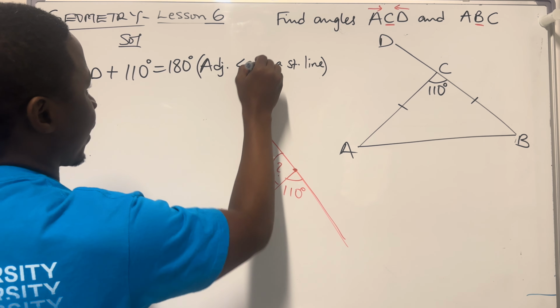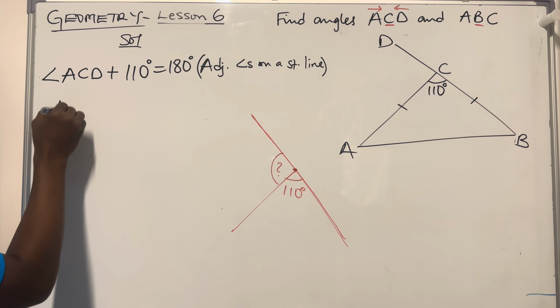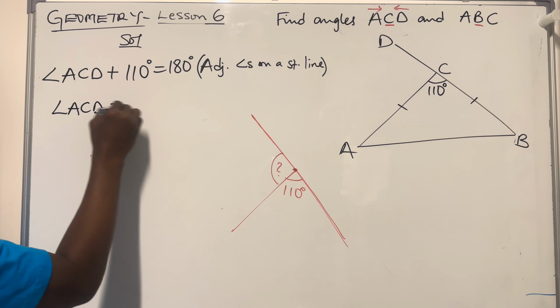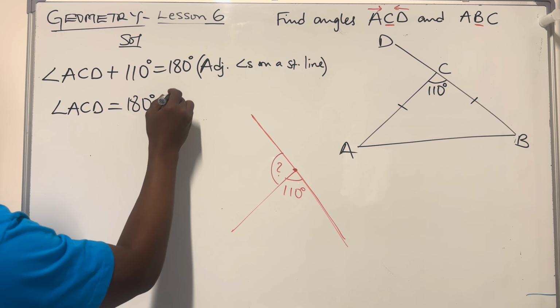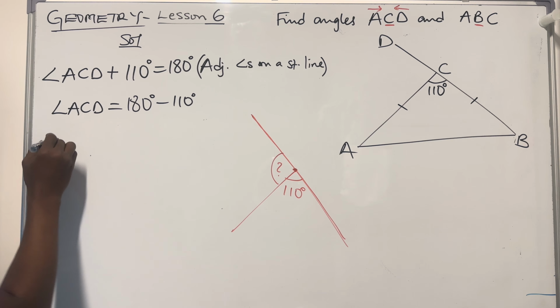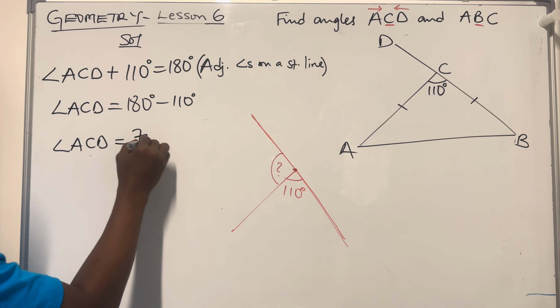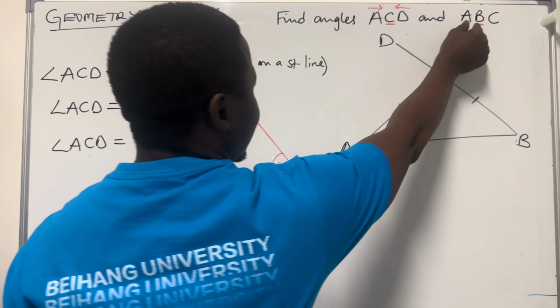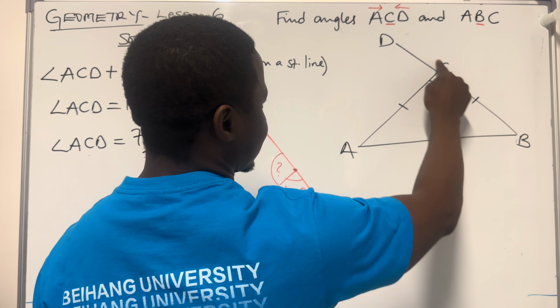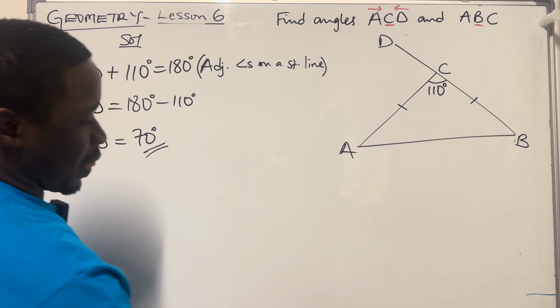Now I want to find angle ACD. The rest is algebra. Angle ACD is equal to 180 degrees, we move this one, minus 110. Then angle ACD is equal to 70 degrees. That is angle ACD. Now I want to find angle ABC, this one here. That is the one we want to find.